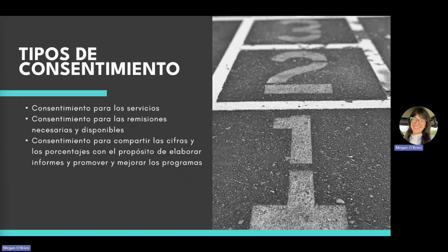There are three types of consent that we want to consider for the gender-based violence information management system as a part of GBV case management. The three types of consent are consent for services, then there's consent for needed available referrals, and consent for sharing numbers, percentages, for reporting, advocacy, and program improvement.